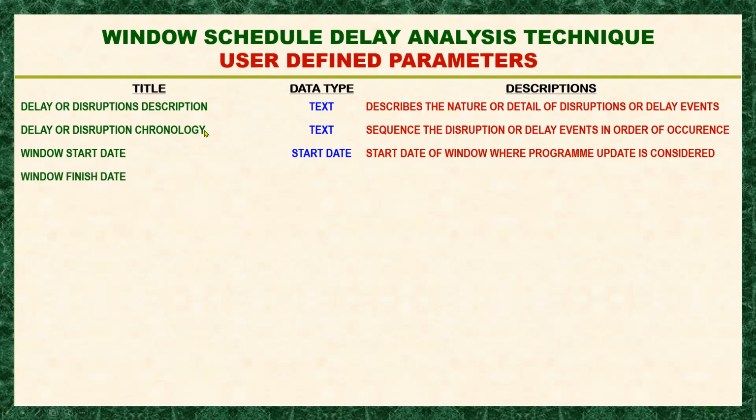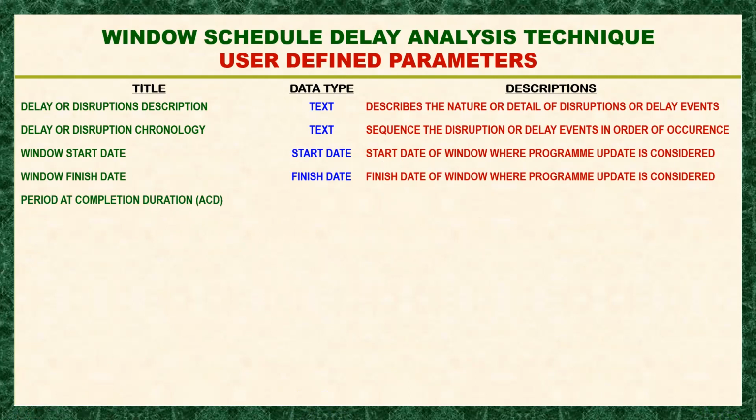So next is window finish date. This one only distinguishes the finish date from the start date of the window. When we say the start date of the window, let's say we are updating for the month of July. That means it is our next progress update. So the window start date is July 1, and the window finish date is July 31.